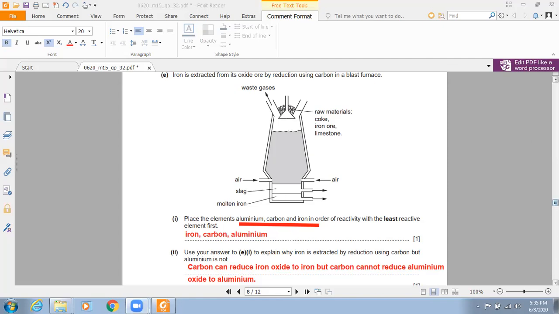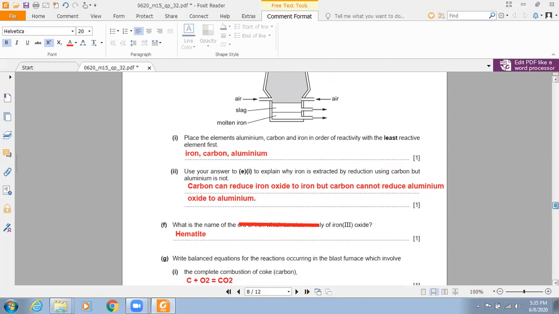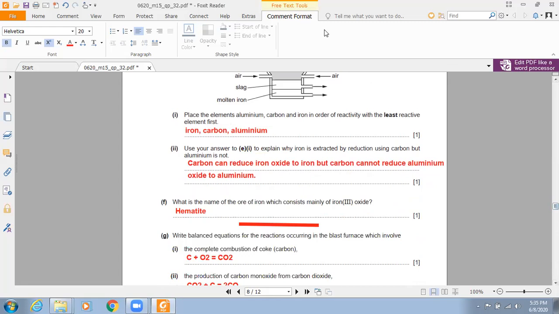Okay, can we proceed to the next one then? Okay, this line is coming. What is the name of the ore of iron which consists mainly of iron 3 oxide? This is hematite. You know this, right?